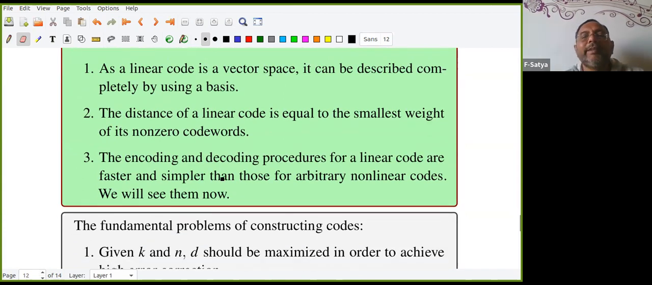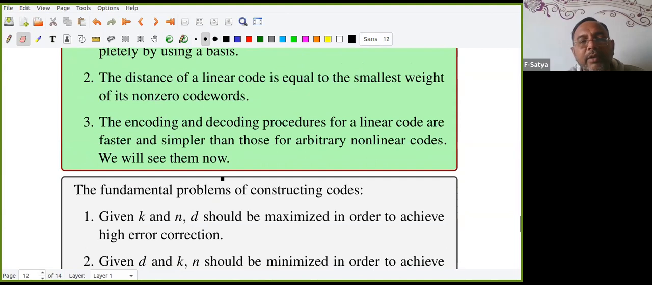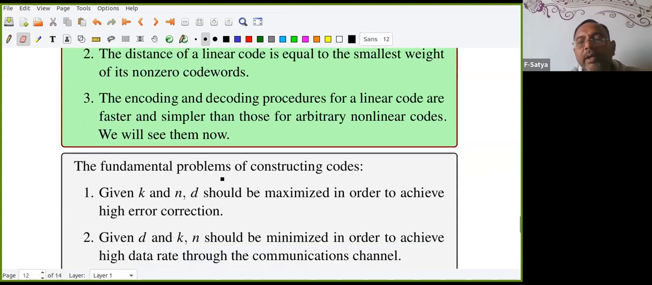So the size can be specified very easily, with logarithm base m, only k I take. So that is one point. The second point is that the distance of a linear code is equal to the smallest weight of the non-zero code words. So the distance calculation becomes easy if it is a linear code. Encoding and decoding procedures for linear codes are faster and simpler than for arbitrary non-linear codes. That we will see in future, right?